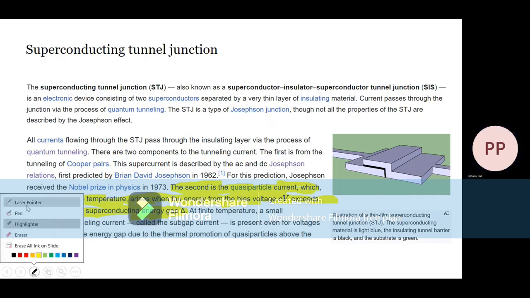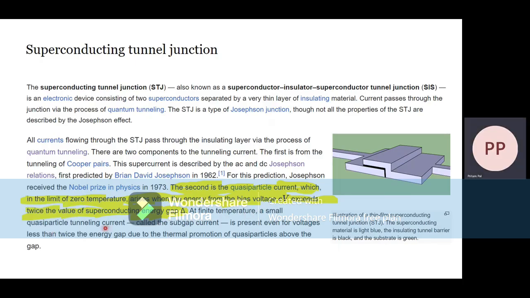Now at finite temperature, a small quasi-particle tunneling current is present, called the sub-gap current. It's present even for voltages less than twice the energy gap due to the thermal promotion of the quasi-particles above the gap. So this is the schematic, the illustration of a thin superconducting tunnel junction. The superconducting material is the light blue, and the insulating barrier is the black one, a very thin layer. You can see the substrate is green.